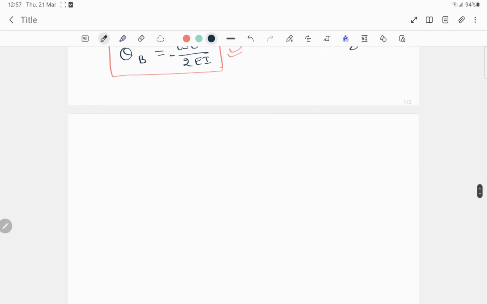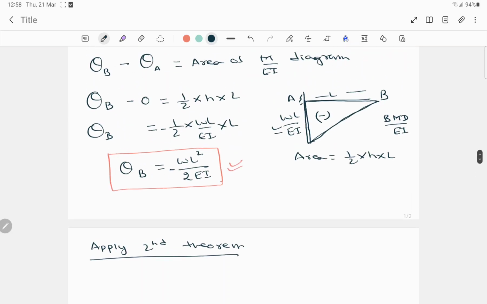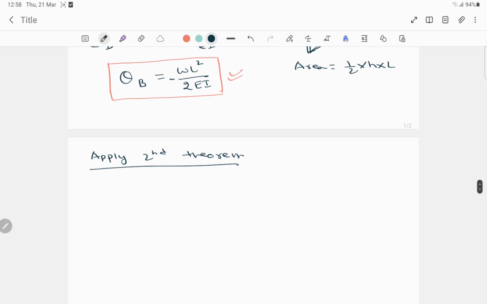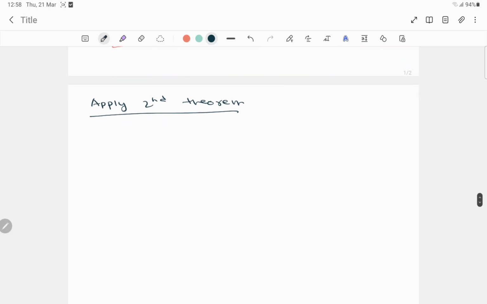So now what we'll write, apply second theorem. The second theorem here is used to find the deflection, and the first theorem is used to find the slope. Okay, now we'll proceed with the second theorem. So here we need to find the deflection.